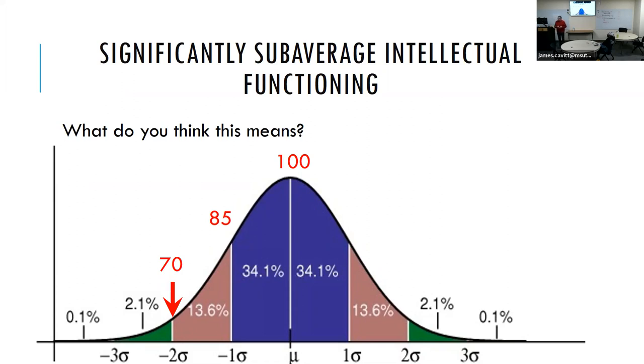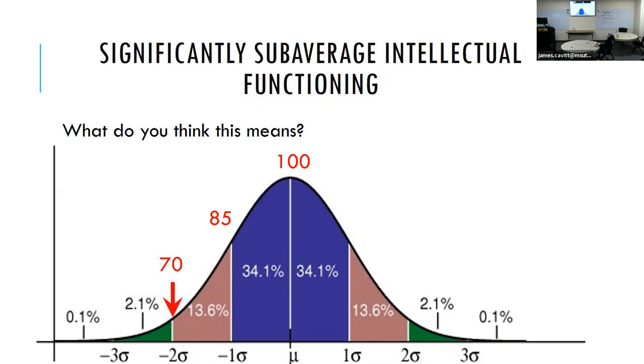So we have the 70 IQ, and we have to take into consideration the standard error of the measurement. Say we're using the Wechsler IQ test, and it has a plus or minus 2. If we got a 72 IQ obtained on the test, we could subtract 2. Would that student be eligible to be considered for intellectual disability? Yes, because we took into consideration the error. But 70 is the thing we shoot for.